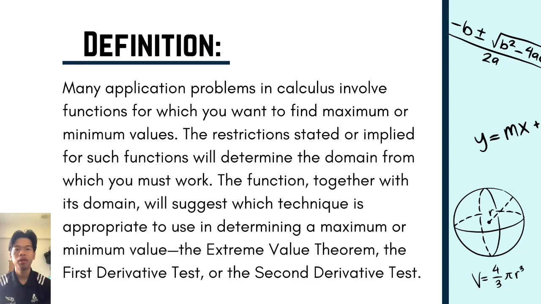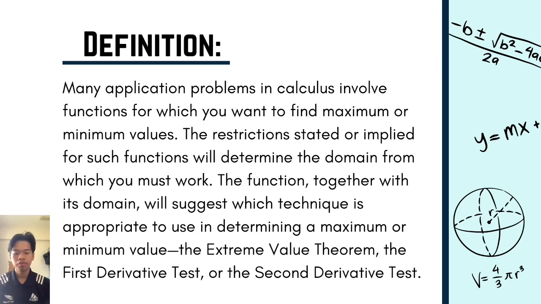Definition of maximum and minimum problem. Many application problems in calculus involve functions for which you want to find maximum or minimum values. The restrictions stated or implied for such a function will determine the domain from which you must work. The function together with its domain will suggest which technique is appropriate to use in determining a maximum or minimum value. For example, the extreme value theorem, the first derivative test, or the second derivative test.